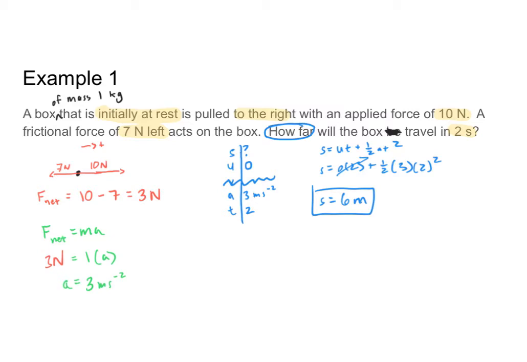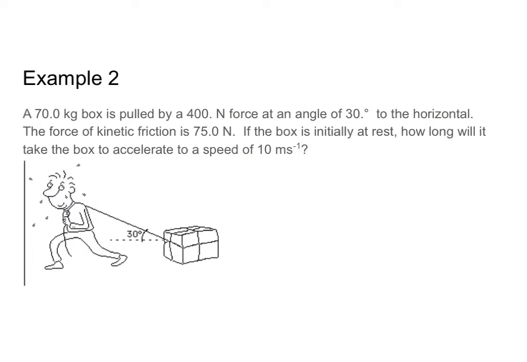Let's try something a little harder, shall we? In this problem, we're going to be dealing with some angled forces. A 70 kilogram box is pulled by a 400 newton force at an angle of 30 degrees to the horizontal. The force of kinetic friction is 75 newtons. If the box is initially at rest, how long will it take the box to accelerate to a speed of 10 meters per second? Let's go ahead and get started by drawing the free body diagram for the box.